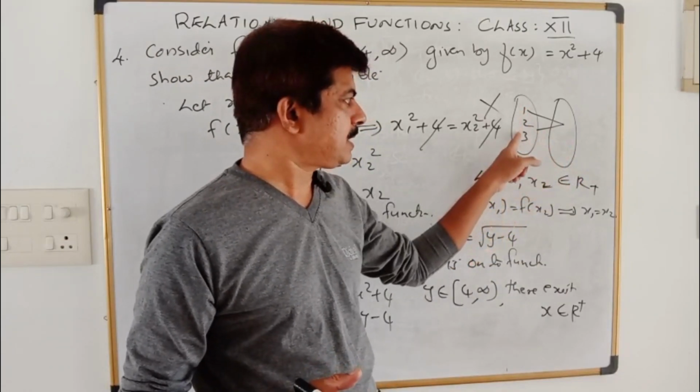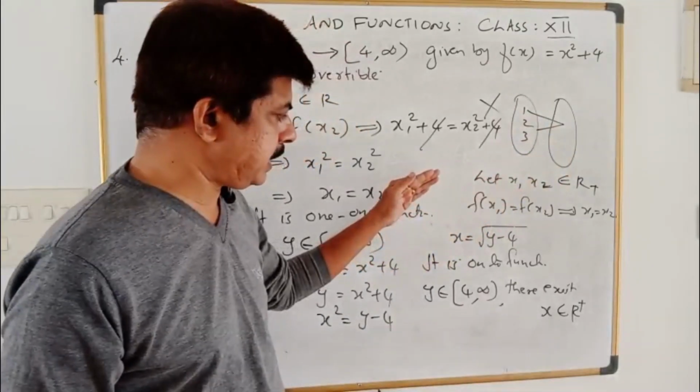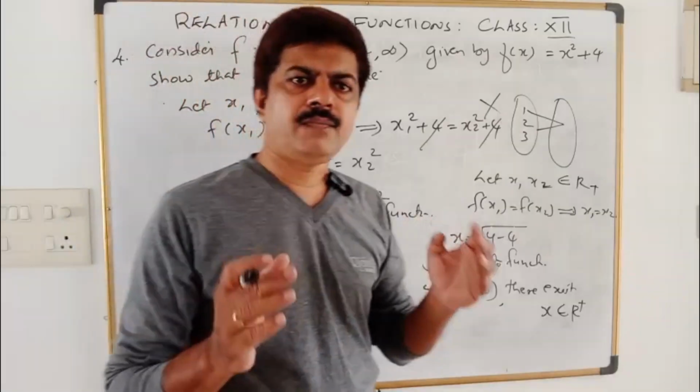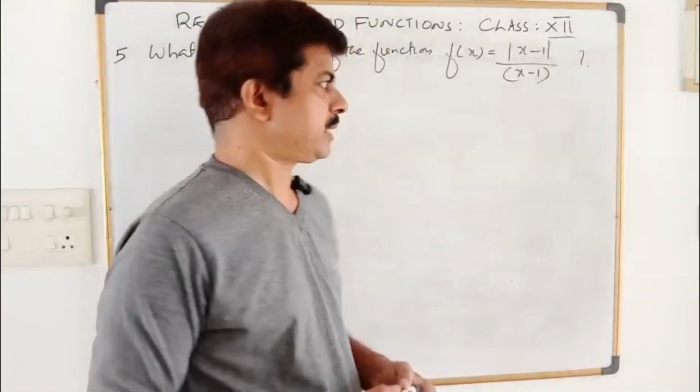One means distinct elements have distinct images. So it fulfills both one-one and onto, so we can say that it is an invertible function. Okay, we move on to the next question.